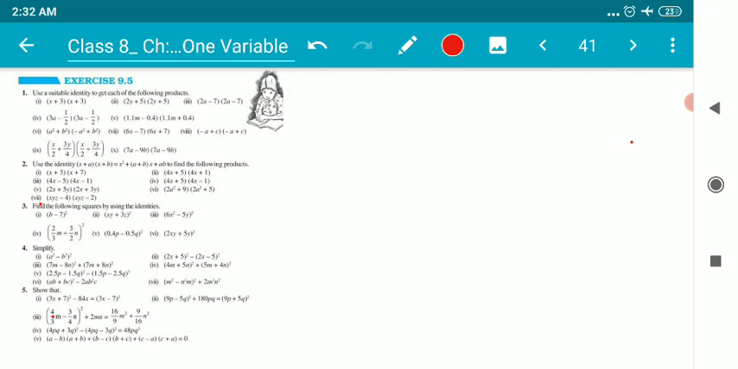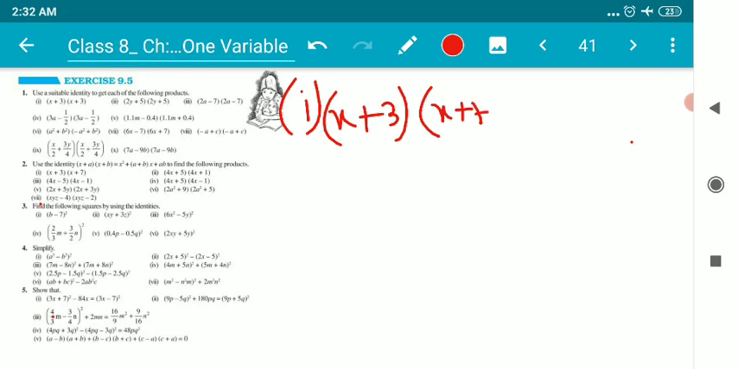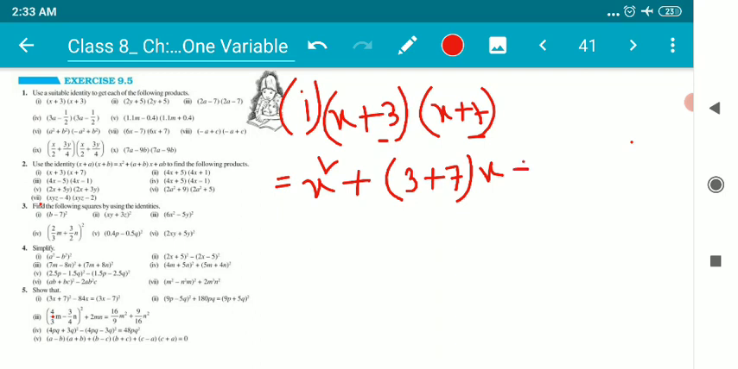The first question is x plus 3 into x plus 7. So here, children, a means 3, b means 7. Let us calculate this one with the identity. The identity is x squared plus a plus b, meaning 3 plus 7, multiplied by x, plus ab, meaning 3 into 7. So in the place of a into b, we are writing 3 into 7. So let us solve it.